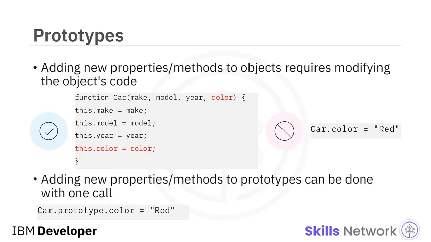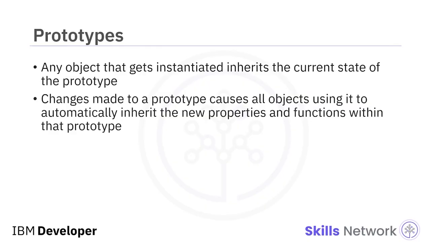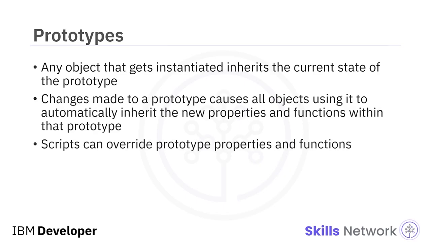Since all objects have a prototype property, this is an easier way to add properties and functions to objects. Any object that gets instantiated inherits the current state of the prototype. If a prototype changes, all objects using it will automatically inherit the new properties and functions within that prototype. One way to change a prototype is via a script, which can override prototype properties and functions.